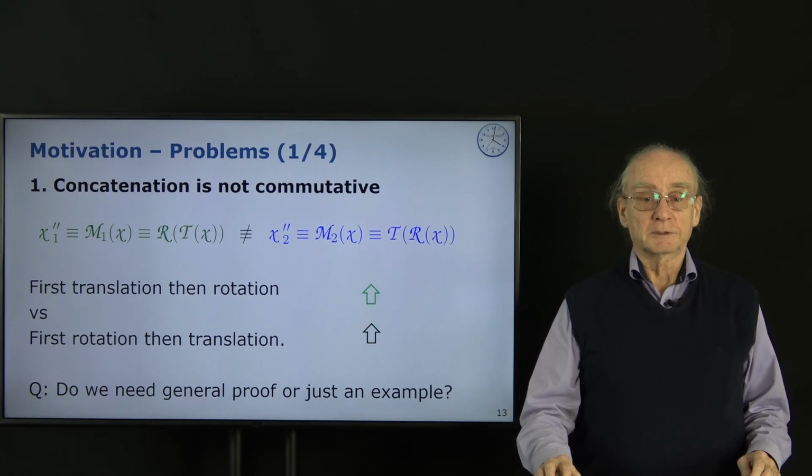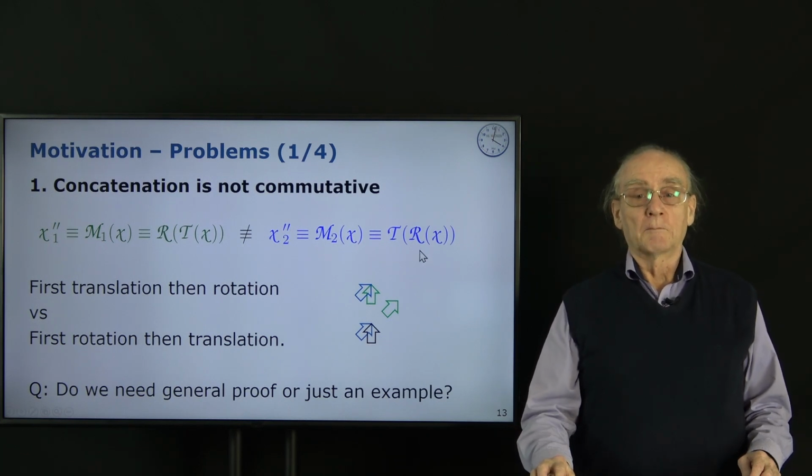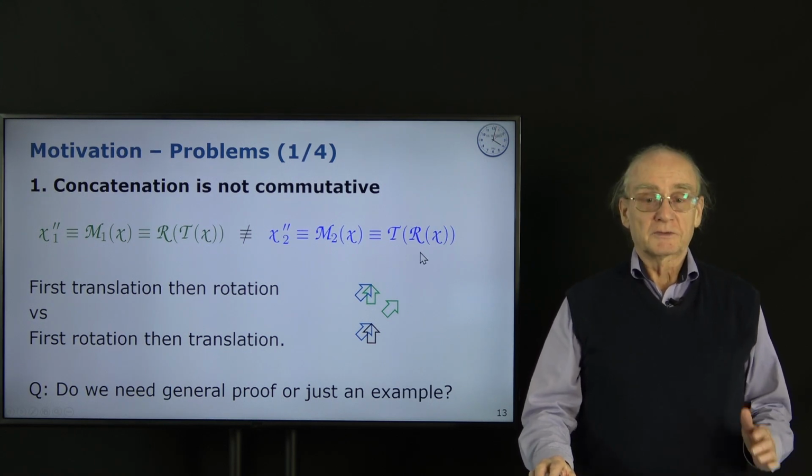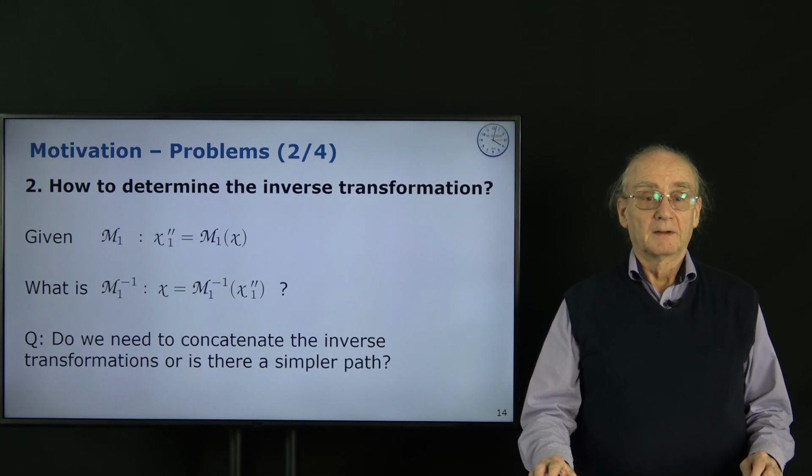So first translation upwards, rotation around the origin, so we come to this place, or the blue case, first the rotation by 45 degrees and upwards 1 up, we come to a different position. So the blue and the green arrows are at different places. That means we have two different points depending on how we combine the translations and the rotation. So they are not commutative. Question is, is this example sufficient to say generally this is so? It's likely. The second is, how do we determine the inverse transformation?